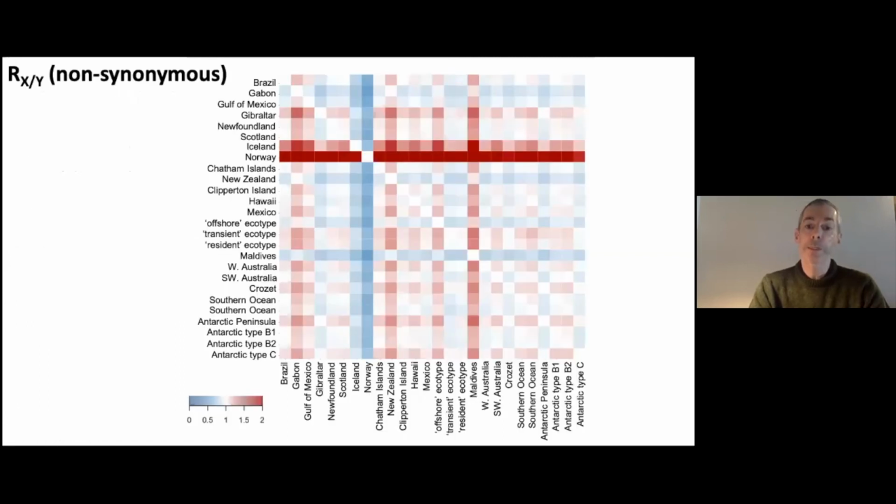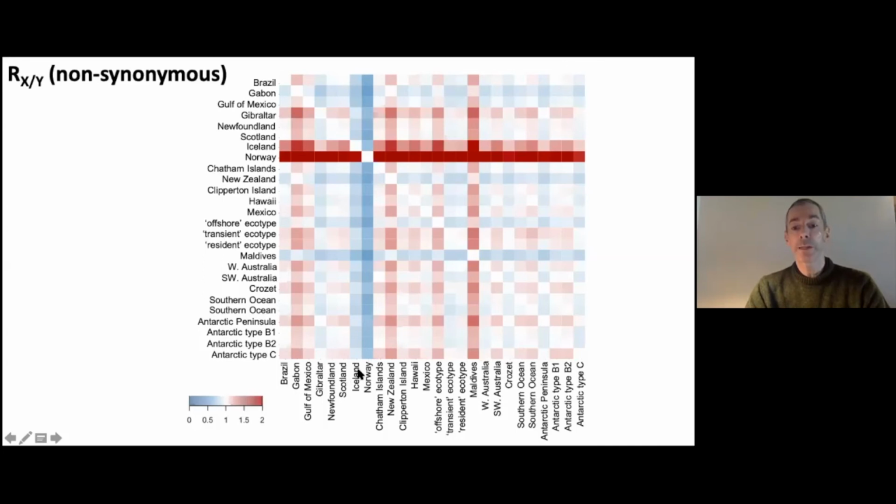And actually what we see, the most striking result, is in Iceland and Norway. And actually the Maldives shows kind of the opposite signature. So what we're seeing here is RXY non-synonymous, which is the counts of non-synonymous alleles divided by the counts of synonymous alleles that are in Iceland and compared to all of these populations on the y-axis, or in Norway compared to all these populations on the y-axis.